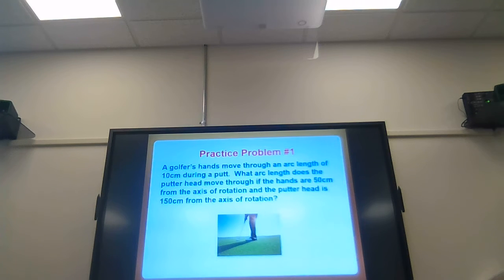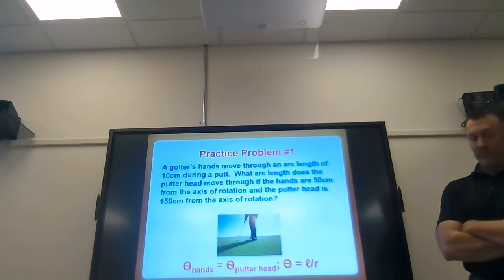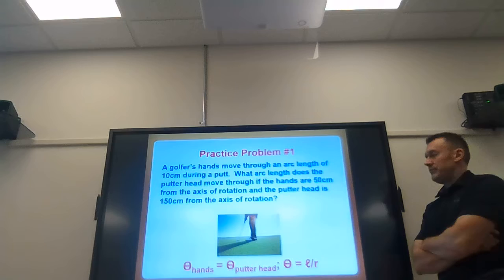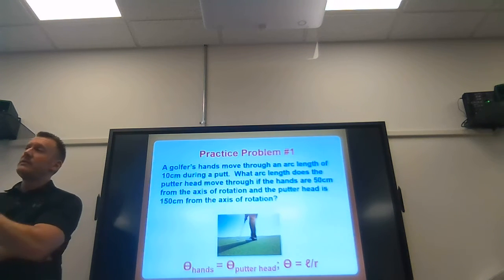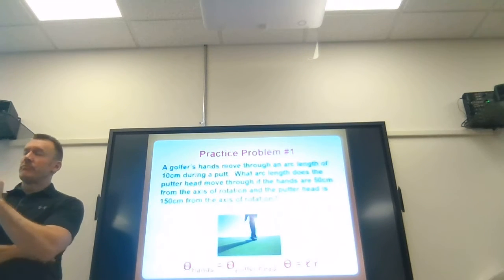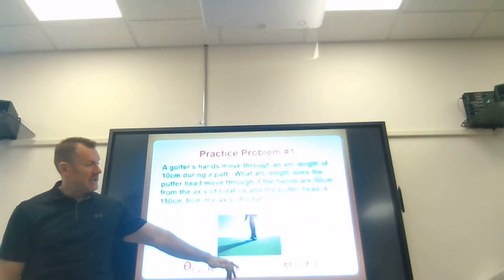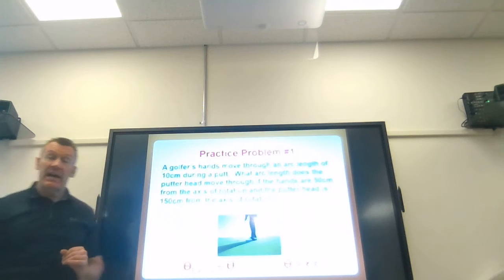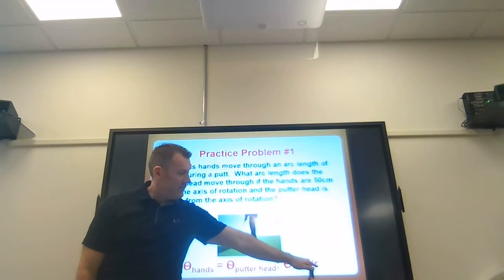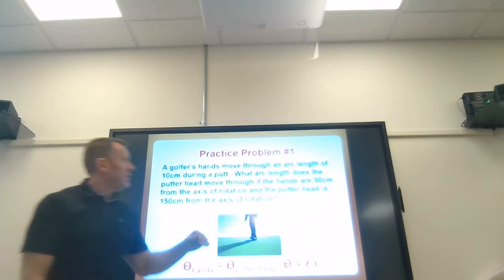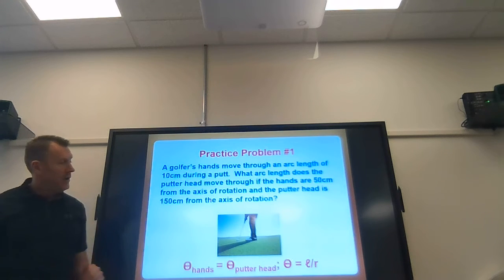So here's your first practice problem for the day. You've got a sheet of paper. Remember we talked about all of the points having the same angular displacement. So if we can set the angular displacement of the hands equal to the angular displacement of the putter head, and then we rearrange that equation to where the angular displacement is equal to the linear distance, or the arc length, divided by the radius, then we can solve for the arc length of the putter head.